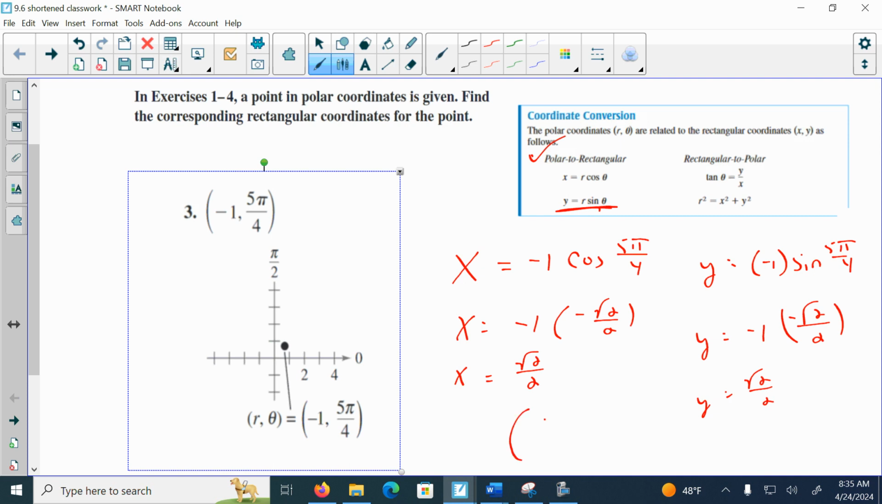So my ordered pair, which is in normal parentheses, is square root of 2 over 2, square root of 2 over 2. And that's all I have to do for that.